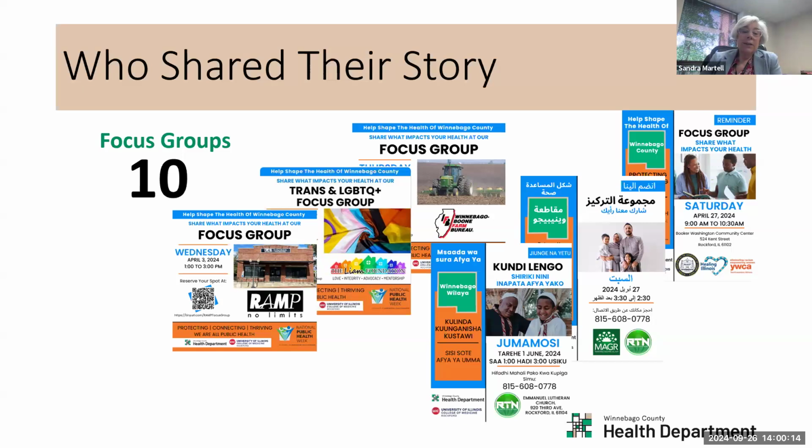We then went out and did 10 focus groups co-sponsored with our community partners. So for instance, RAMP is our disability community group. We did one with the Liam Foundation. We did one in Swahili for our refugee community. We also did one with our Winnebago Boone Farm Bureau, the Muslim Association of Rockford, and the NAACP. The idea being that we knew that there were groups that may not complete the survey. So then the next level.